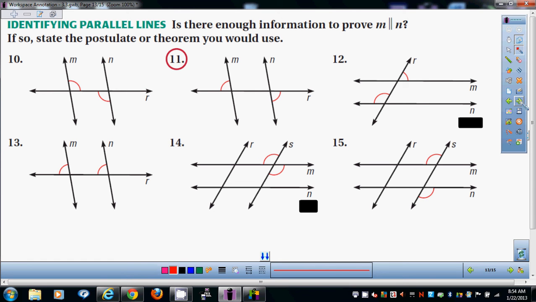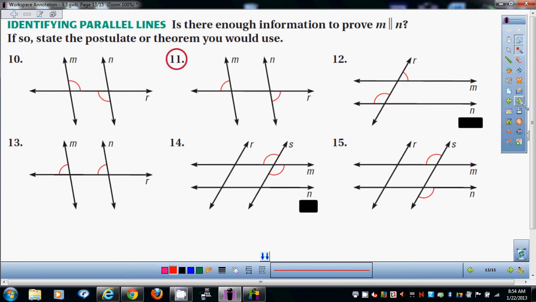I will tell you this. Of the 3 you're going to have to do, 2 of them are no. And if it is a no, then you don't have to explain it. You can just put no. 2 of those are a no. 1 of them is a yes. It's up to you to look at these 3.